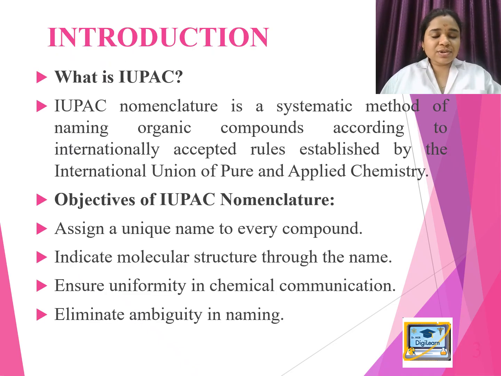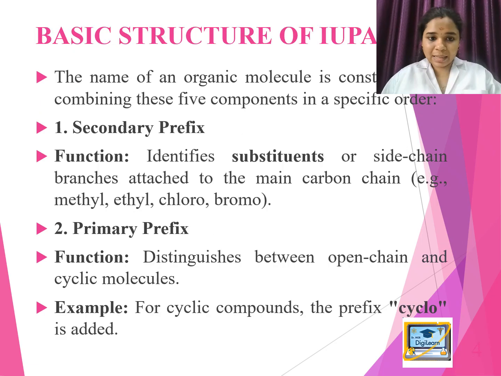Introduction. What is IUPAC? IUPAC nomenclature is a systematic method of naming organic compounds according to internationally accepted rules established by the International Union of Pure and Applied Chemistry. The objectives of IUPAC nomenclature are to assign a unique name to every compound, indicate molecular structure through the name, and ensure uniformity in chemical communication to eliminate ambiguity in naming.